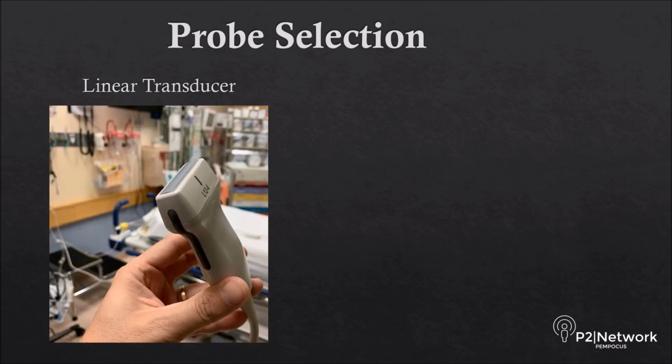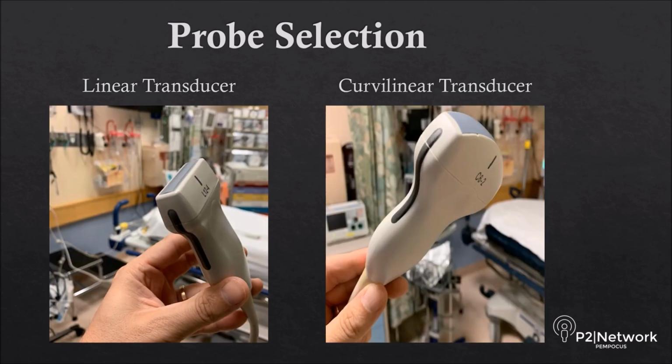For this POCUS application, you can use the linear high-frequency probe or the curvilinear low-frequency probe. For a larger patient with more subcutaneous tissue, the curvilinear probe might be more useful as it provides better penetration and depth. The exam setting on the machine should be set to MSK or something similar.